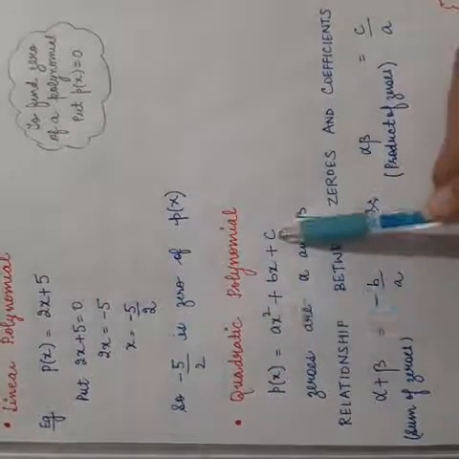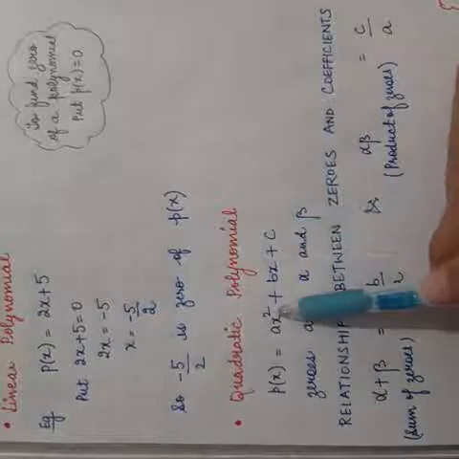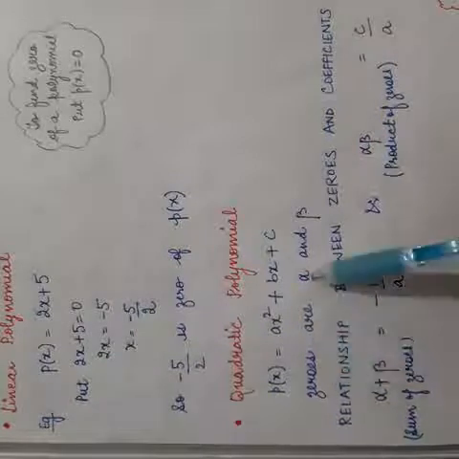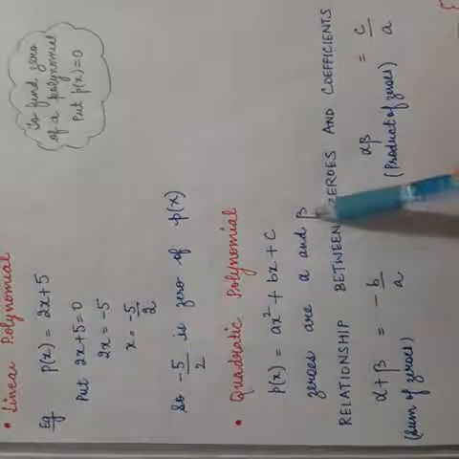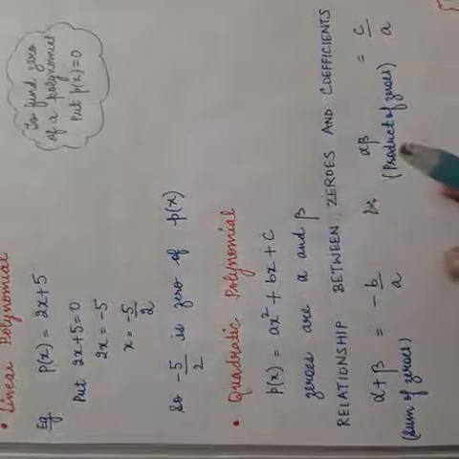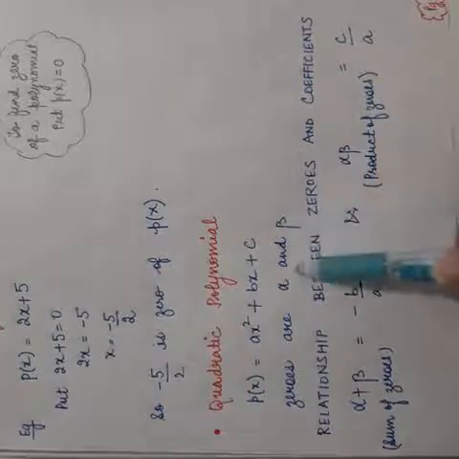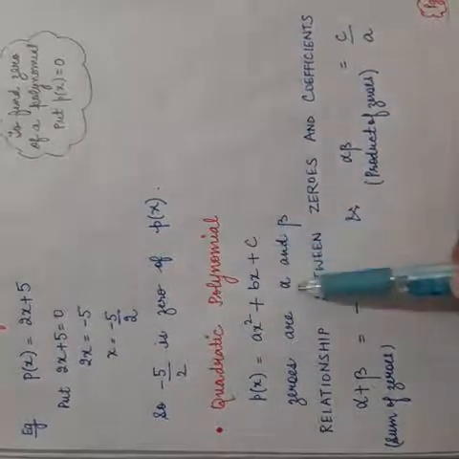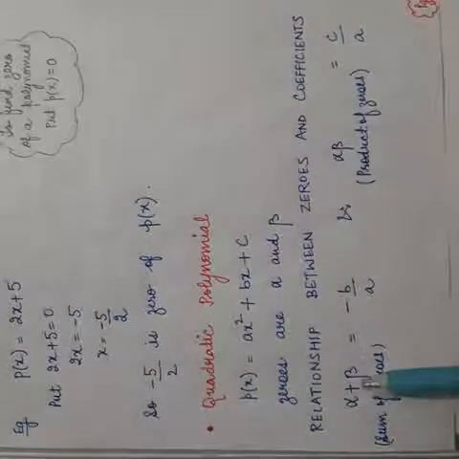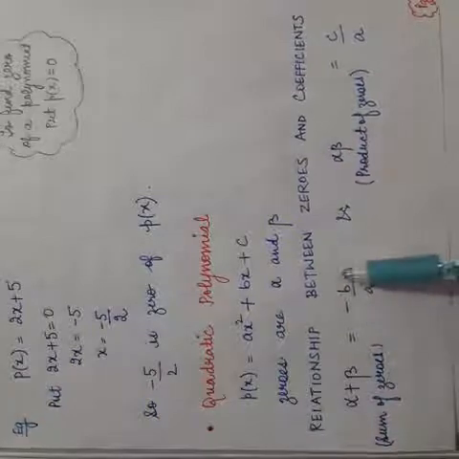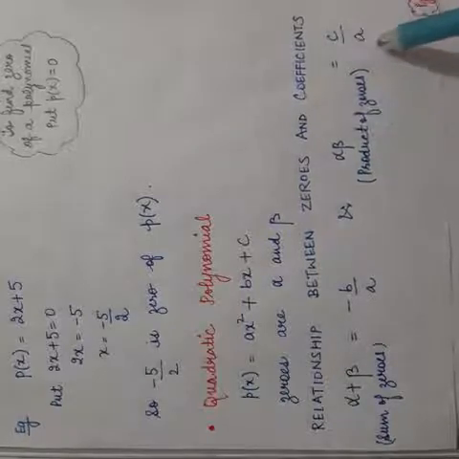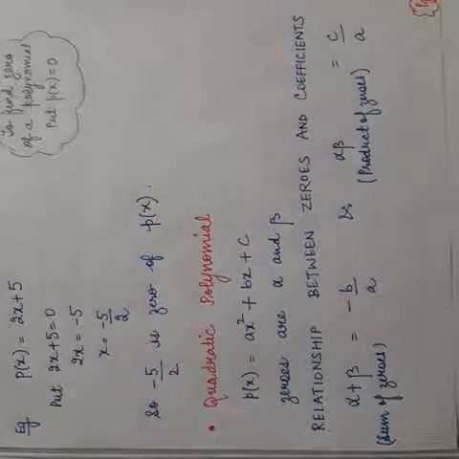a, b, c are the coefficients of different terms. If we find the zeros of this polynomial, just because the degree is 2, we are going to have two zeros, that are alpha and beta, say. We suppose that the names given to the zeros of this polynomial are alpha and beta. Then there is a relationship between these zeros and these coefficients a, b, c. What is that relationship? Alpha plus beta, that is sum of zeros, is always equals to minus b over a, and the product of zeros, alpha into beta, is always equal to c upon a.